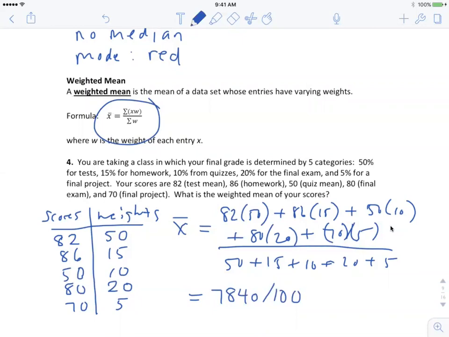Okay, at the top, I got 7,840, and then summing up the bottom was 100. And so the overall grade here is 78.4 for my overall average. Ooh, the student just fell short of a B and got a C, okay? So again, make a little table with scores and weights, multiply the pairs together, add them all up for your numerator, and then divide by the total. Try that out with your own calculator, make sure the calculation works out right, and you're on your way.